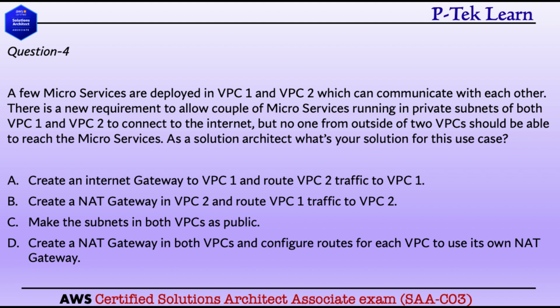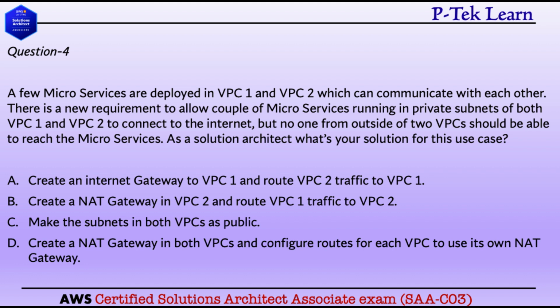Okay, so to understand this question, there are 2 VPCs running with some microservices deployed. And these microservices are able to communicate with each other. But the new requirement is they should be able to connect to the internet to perform some operations. But no one should be able to connect to these microservices from outside of these VPCs. So that should be secured. Okay, so let's go through the options one by one.